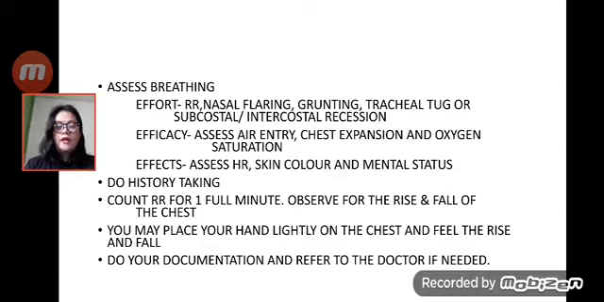Another thing is the efficacy. You need to assess the air entry. You need to check the chest expansion. And another thing is you need to check the oxygen saturation. By the way, considering that the infant is experiencing respiratory problems, you need to check the oxygen saturation before doing the procedure. Okay? Then the effects: assess the heart rate as well, the skin color, and of course the mental status of the infant.